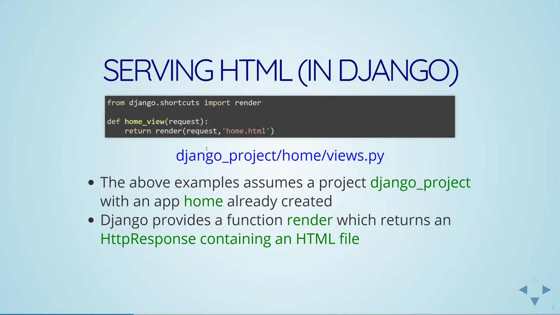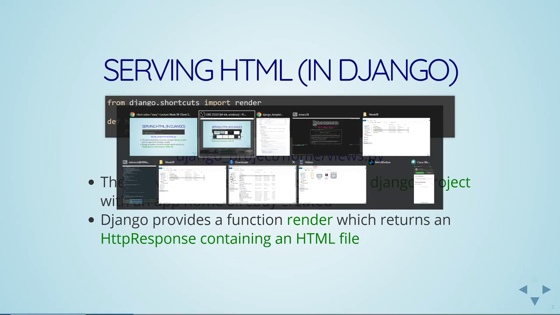So into Django. Django doesn't really serve static files, which we'll talk about later, but we do have to write some code if we want to make a view that's going to give us an HTML file. So to do this, let's go to our code.